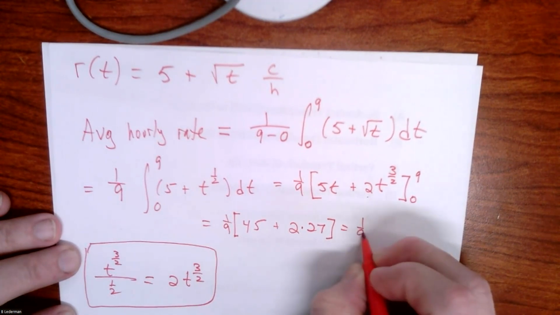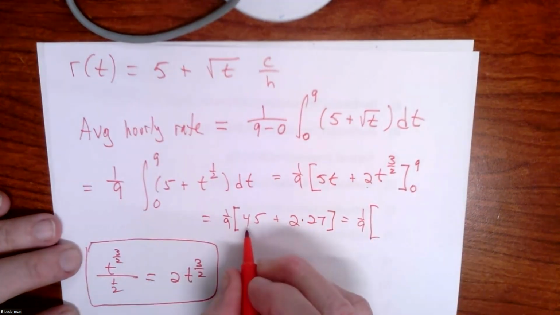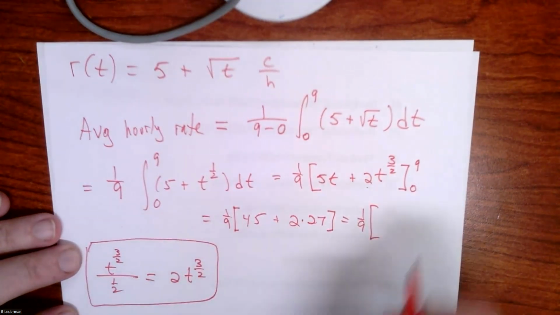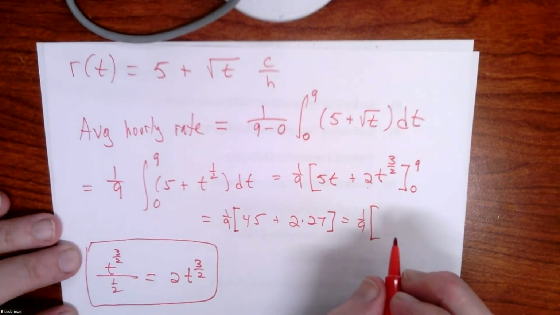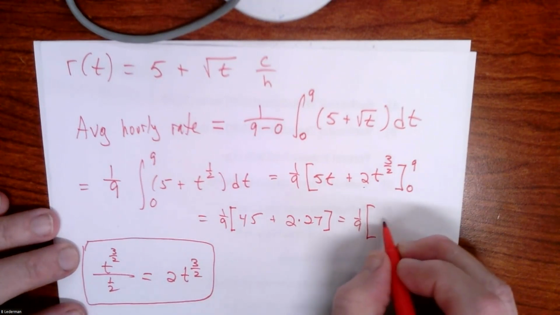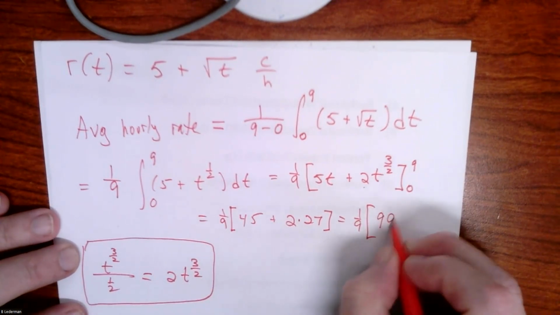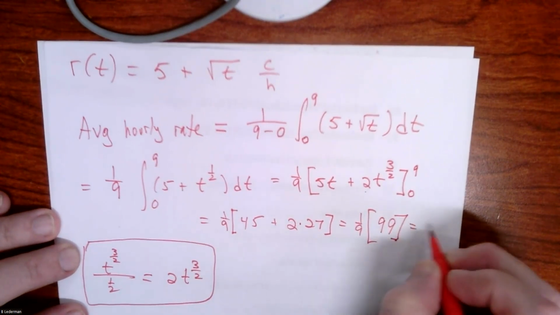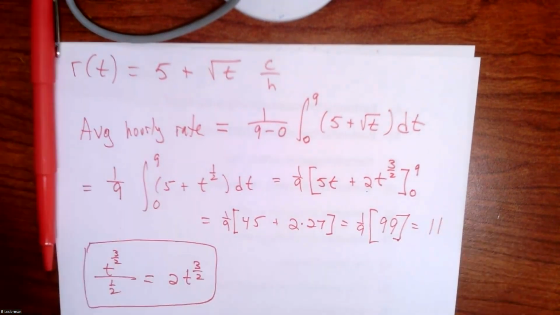And this is 1/9 times, let's see, that's 45 plus 54. 45 plus 54, which is 99. And that just equals 11. And pow, that is the average production rate. And I stand on that.